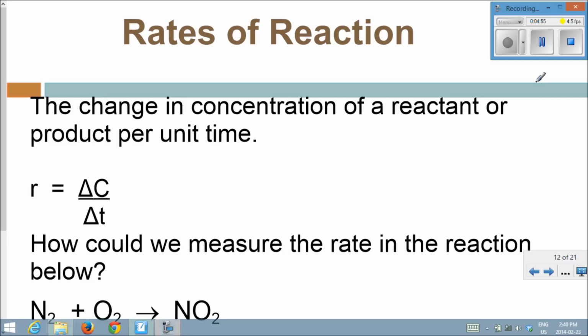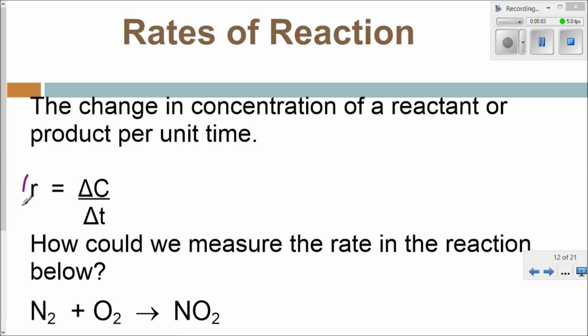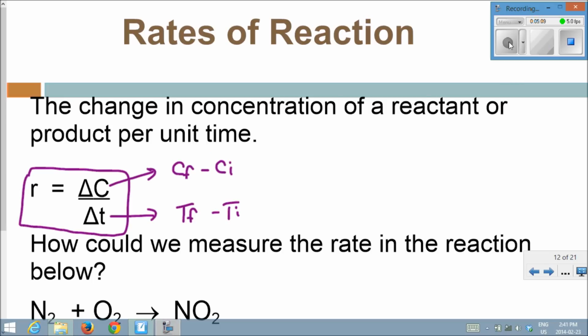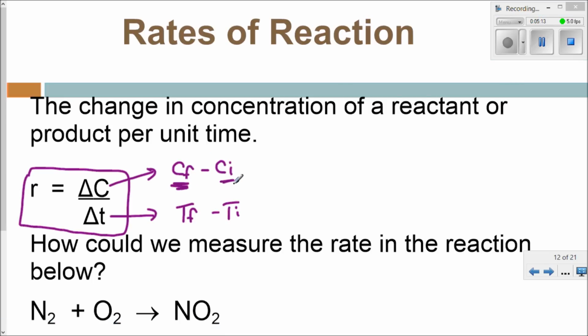So let's talk about how we can mathematically track rates of reaction. Well, the equation that we have is basically the rate of reaction is equal to the change in concentration over the change in time. So the change in concentration is the final concentration subtracting the initial concentration, and the change in time is the final time subtract the initial time. If you divide those two things, we can measure the rate of reaction.